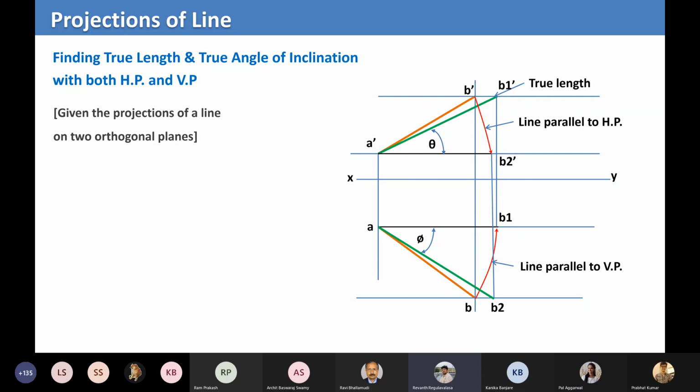Yes, it depends on the question. Sometimes you will be given theta and phi, and you have to find out alpha and beta, or a dash b dash. If you see the questions, you'll know how they'll be asked. Okay, got it, fine.